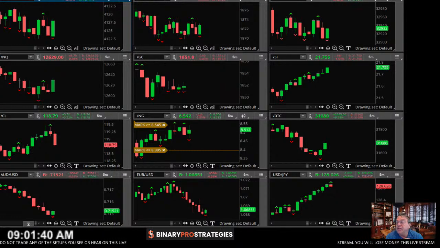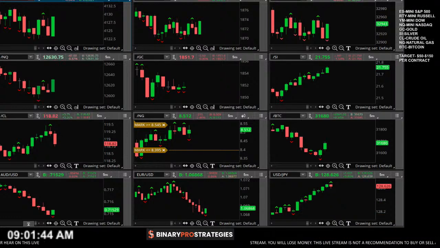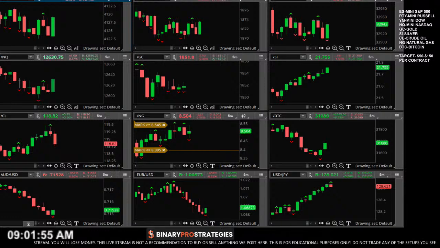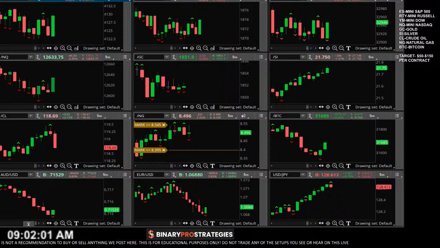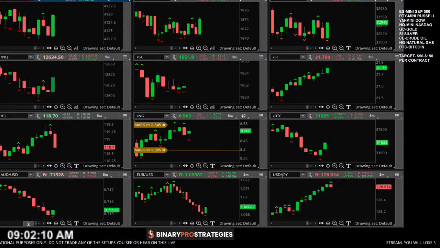So let's take a look at some of the symbols so you understand what I'm going to be looking at this morning. Once again, top right-hand corner. I'm going to be looking at the S&P 500, which is the ES. RTY is your mini Russell. YM is your mini Dow, and NQ is your mini NASDAQ. We're going to be watching GC for gold, SI for silver, CL for crude, and NG for natural gas, and BTC for those that like to trade Bitcoin. On the currencies, we're going to be looking at Aussie US, Euro US, and US Yen.